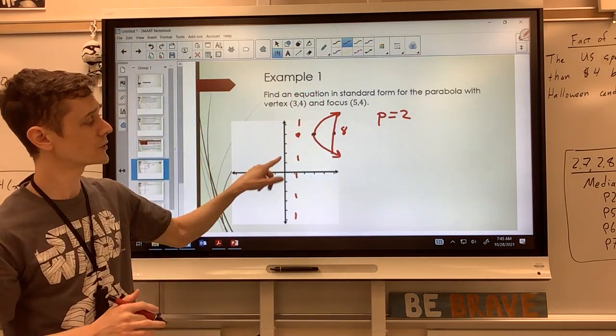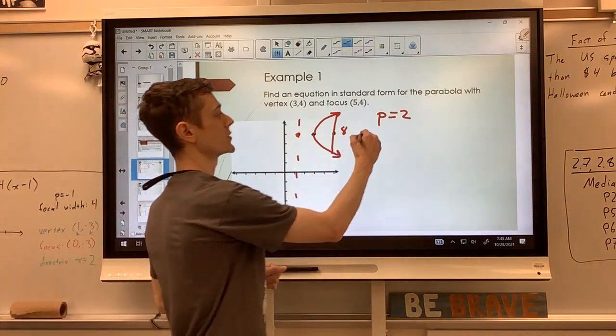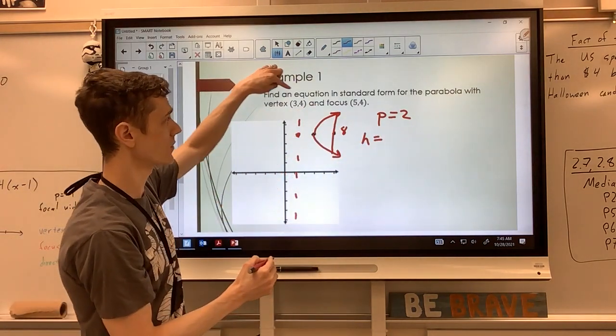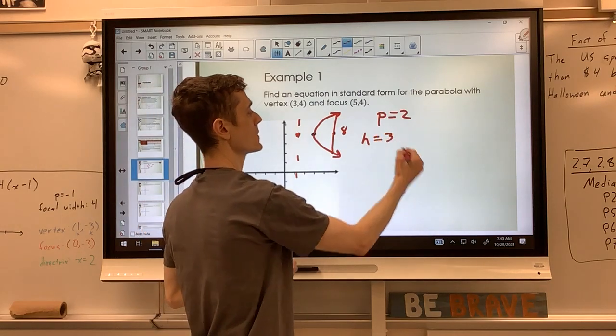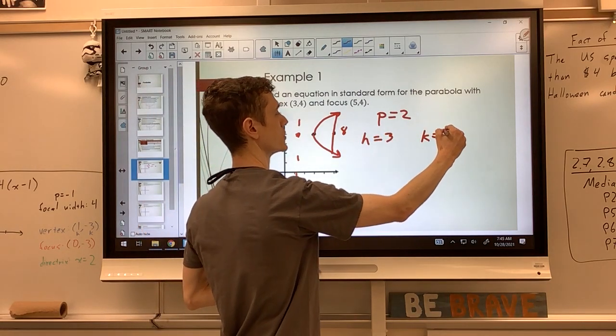So now that I know p is 2, we also know the coordinate for the vertex. So they gave me the vertex. I didn't have to do anything to find that. My h value was 3, and my k value was equal to 4.